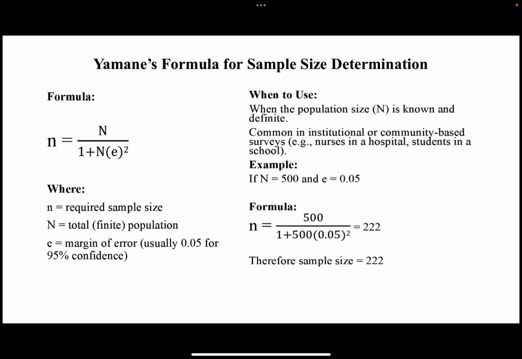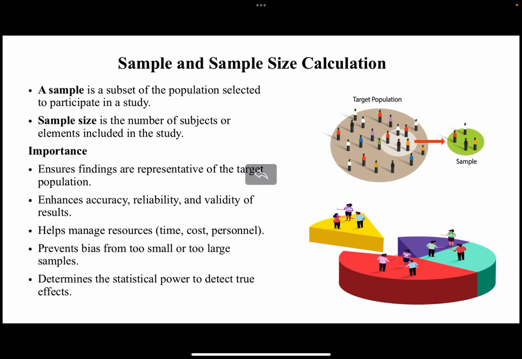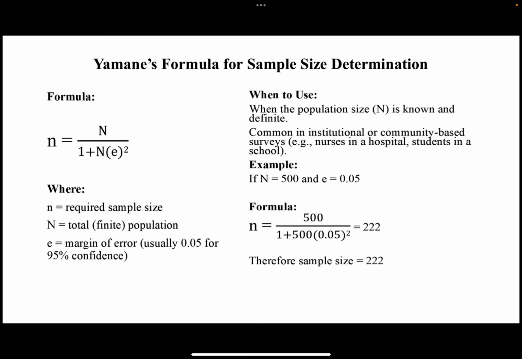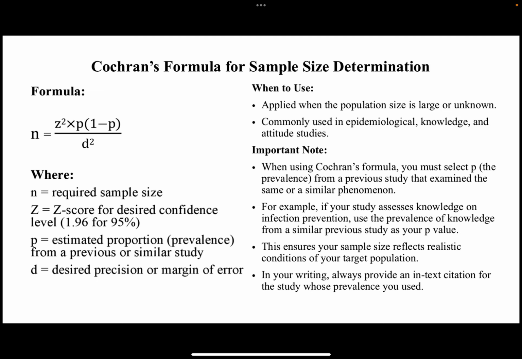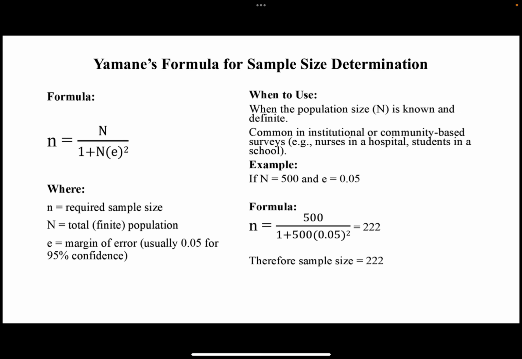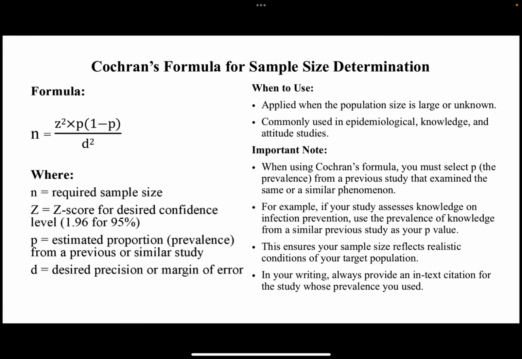So that should tell you that if you are writing a proposal or an actual project work for a quantitative research, you need to cover sample size determination. You will be using one of these formulas, either Yamane's formula or the Cochran formula. You use Yamane's formula when you know the population size. You use the Cochran formula when you have no idea of the population size, the N.